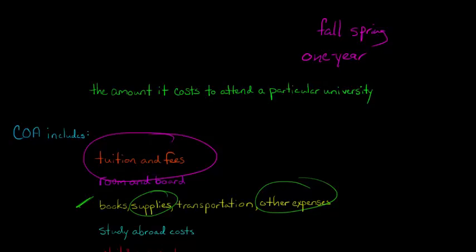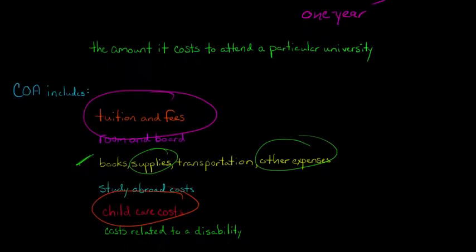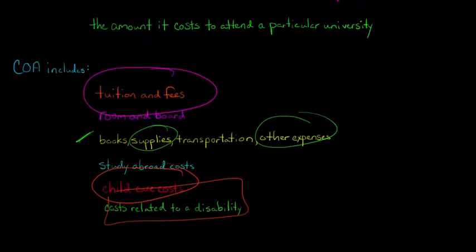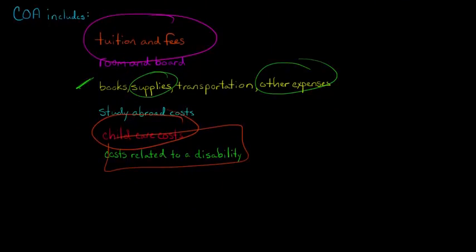Now, the school may even include, not all schools do this, study abroad costs as well. And it may include, for example, if you have a child or a dependent that you care for, child care costs or dependent care costs could be part of your cost of attendance. And if you have a disability, any costs related to the disability could be included in your cost of attendance as well. Now, the reason that cost of attendance is important is because it is going to be used to calculate your financial need.